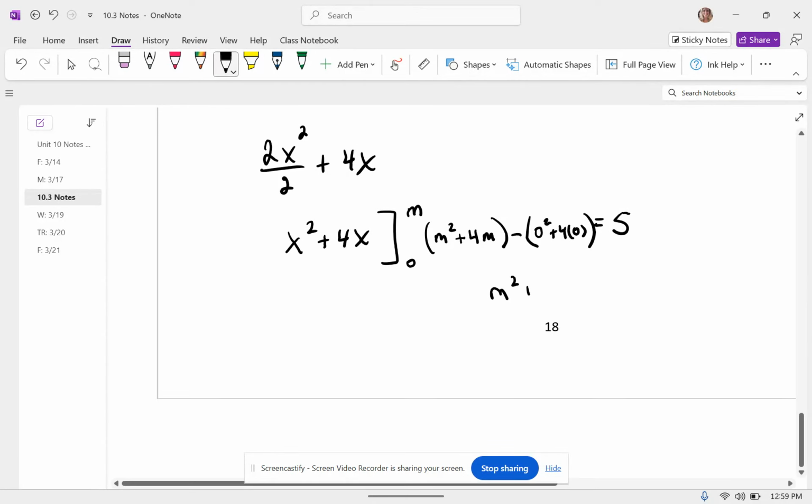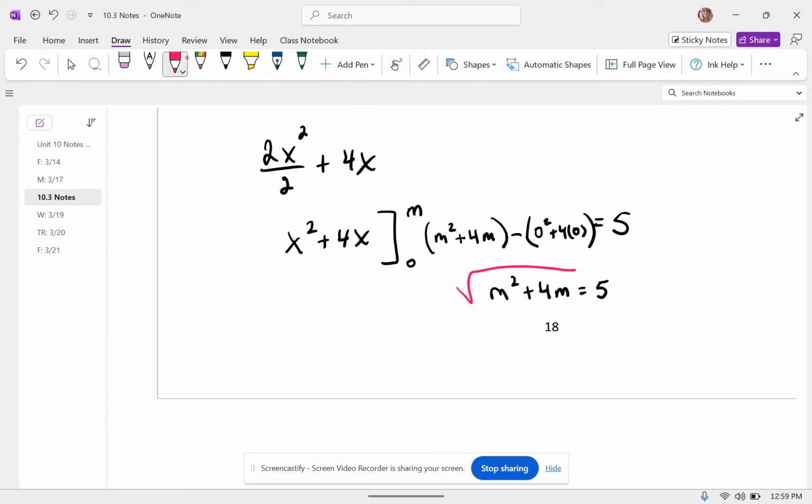So now I get m squared plus 4m equals 5. What should I do to solve this? Do you know what my algebra kids love doing at this stage in the game? Does that make any sense whatsoever?